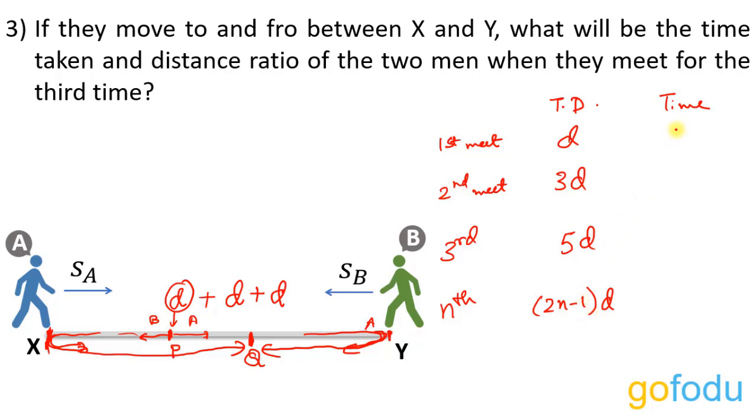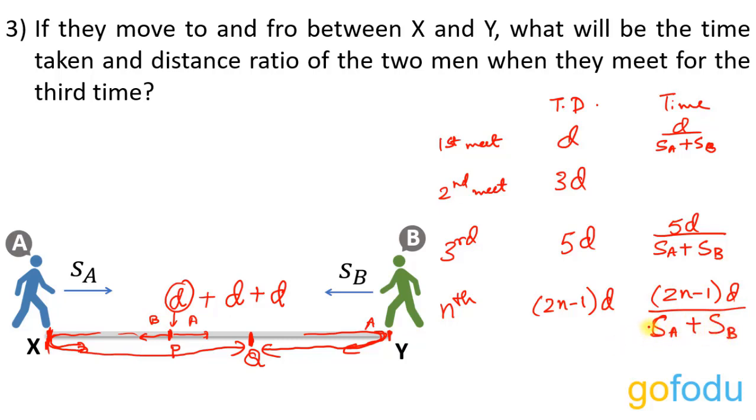If we talk about time taken to meet, their relative speed is SA plus SB as they are moving towards each other, or even if they move away from each other, their relative speed is SA plus SB. So time taken for the first meeting would be D upon SA plus SB, for the third meeting it would be 5D upon SA plus SB, and for the nth meeting, time taken would be (2n minus 1) D upon SA plus SB. This is the time taken by the two men when they meet for the third time.